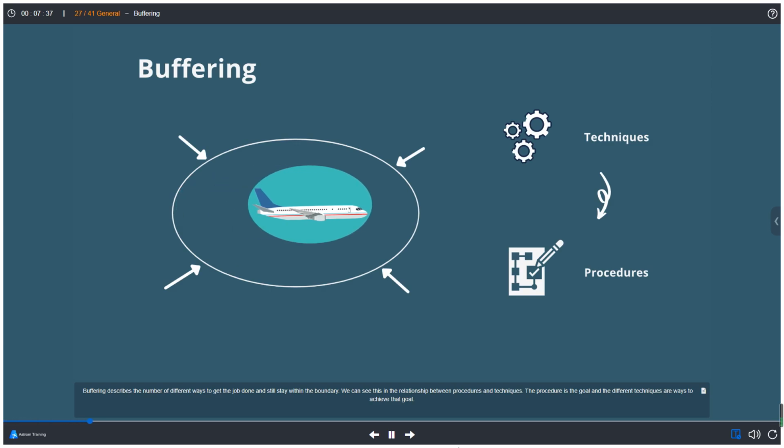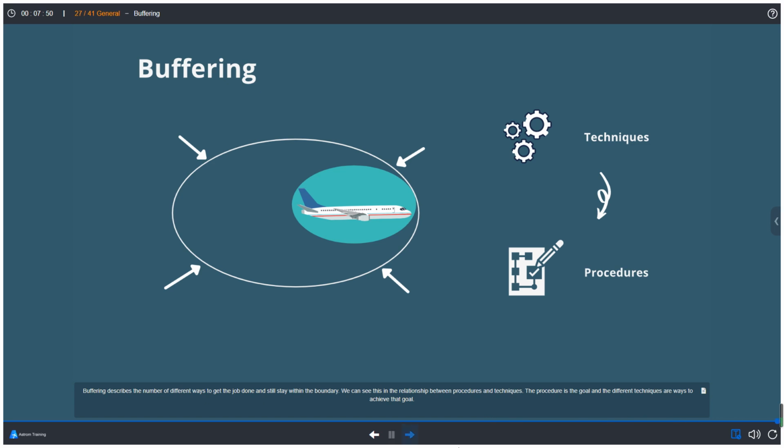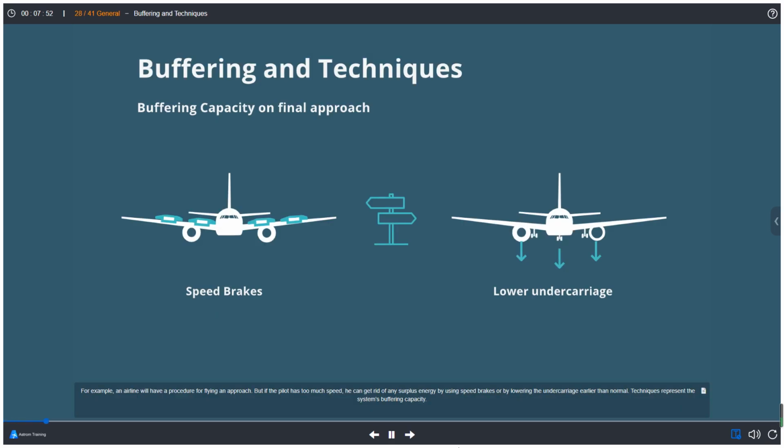Buffering describes the number of different ways to get the job done and still stay within the boundary. We can see this in the relationship between procedures and techniques. The procedure is the goal and the different techniques are ways to achieve that goal. For example, an airline will have a procedure for flying an approach. But if the pilot has too much speed, he can get rid of any surplus energy by using speed brakes or by lowering the undercarriage earlier than normal. Techniques represent the system's buffering capacity.